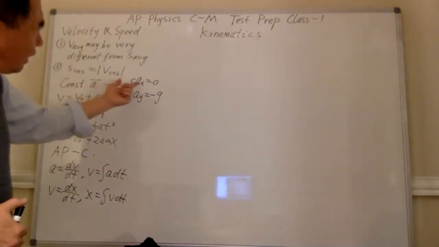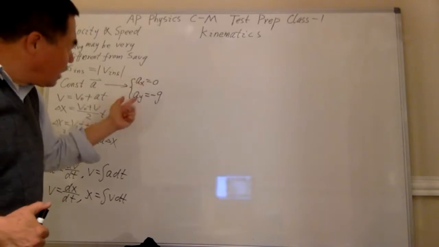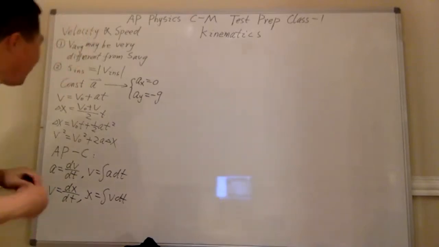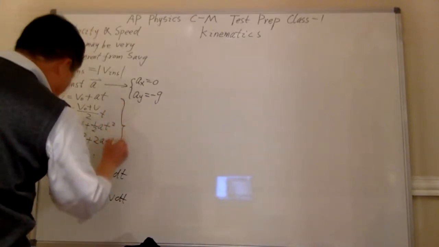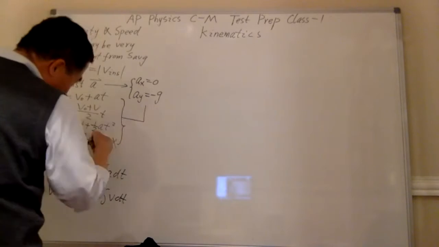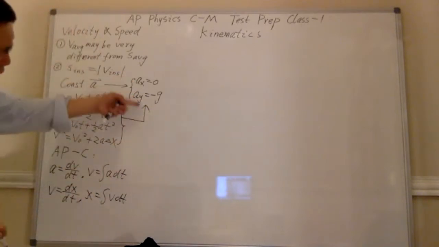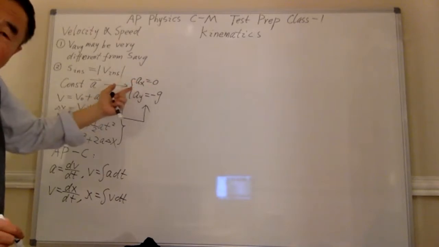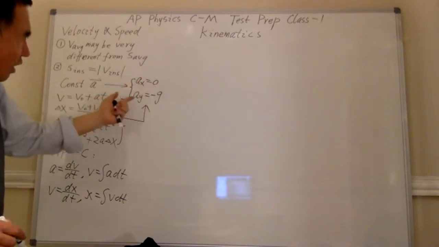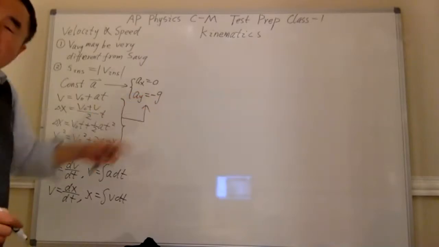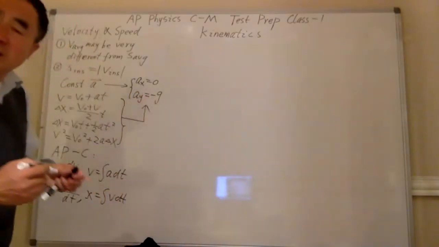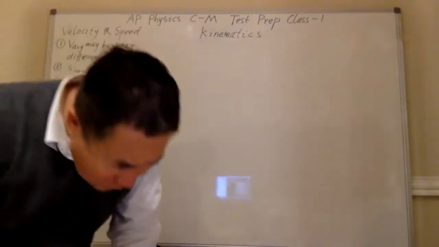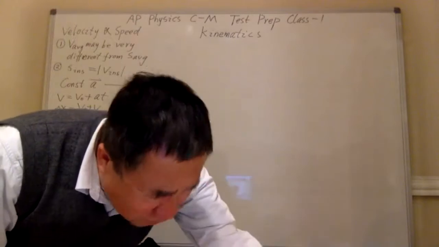So if you realize ax is equal to 0 and ay equal to negative g, all you need to do is apply the 4 formulas. So for 2-dimensional projectile motion, you just apply the 4 formulas with the 2 conditions: x component has 0 acceleration, y component has negative g. Everybody knows g equals 9.8. Using 10 is also okay.